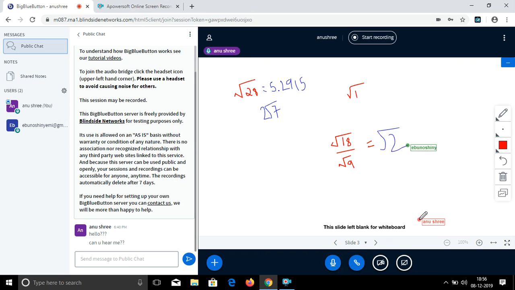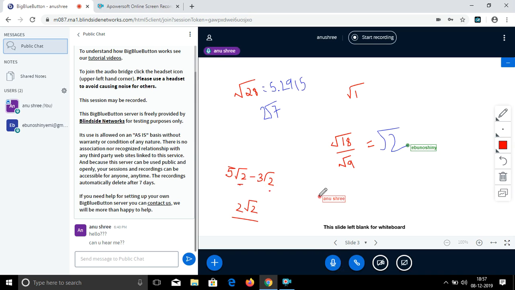Next is when there is addition or subtraction. The important thing is if the surd is common, you can directly subtract it. Like you can see root 2 and root 2 is common, so you can write root 2 right here. And 5 minus 3 is 2, so it's 2 root 2. Just like 5x minus 3x is 2x. So if you have the same surd, then you can easily subtract or add.